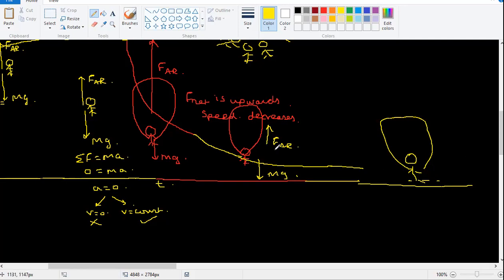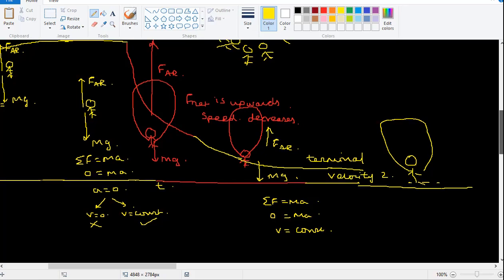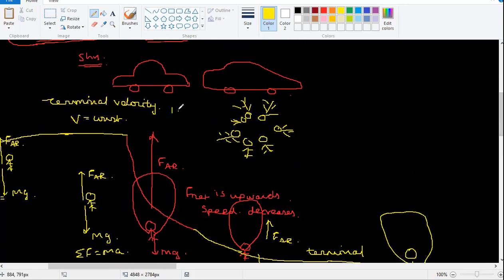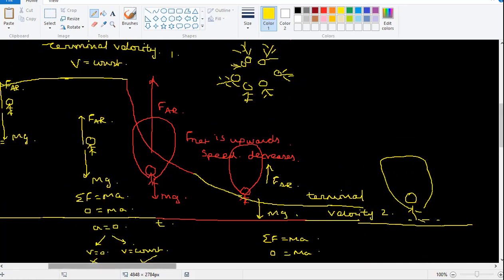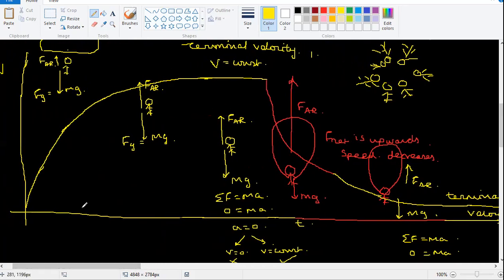So here also sigma F is equal to ma, so sigma F is equal to 0. That means velocity is constant. So this is terminal velocity 2. The top one is terminal velocity 1. That's all. Very, very simple if you understand the entire diagram in a proper way. I don't think it's given in your textbook, but very often they will ask you some questions based on this. So take it down properly.